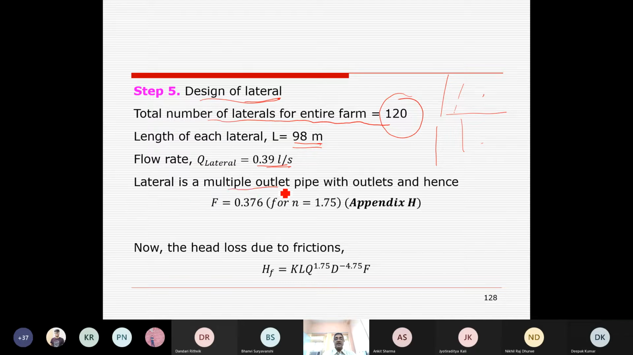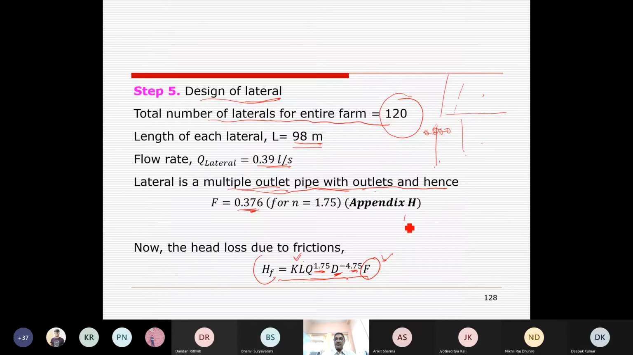So lateral is a multiple outlet pipe, because every 98 meter lateral has at least 20 outlets, and there are two emitters connected. If they are connected individually, there are 40 outlets in each lateral. So lateral is a multiple outlet pipe, and hence F. If you recall this equation we used for a sprinkler and discussed in theory, the value of K is known, L, Q to the power 1.75, D is the diameter of lateral to the power minus 4.75, and F is the factor which is governing this multiple outlet pipe friction condition. So we can find out the head loss for this lateral.